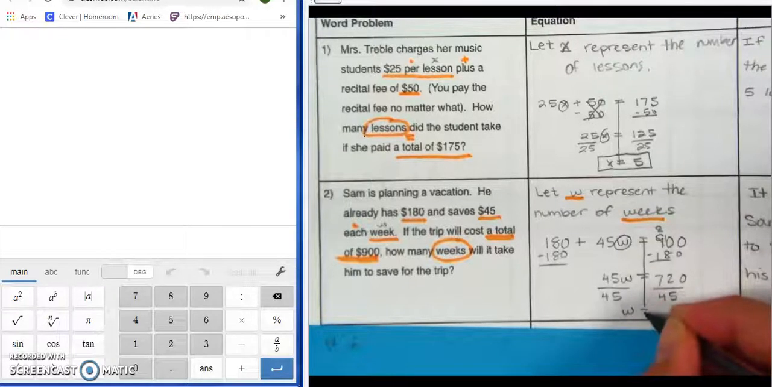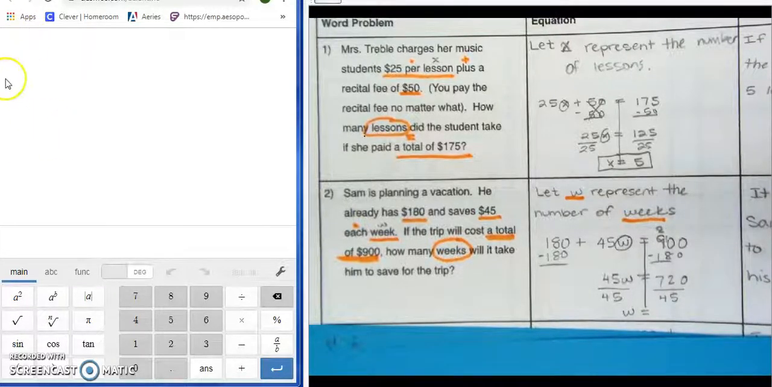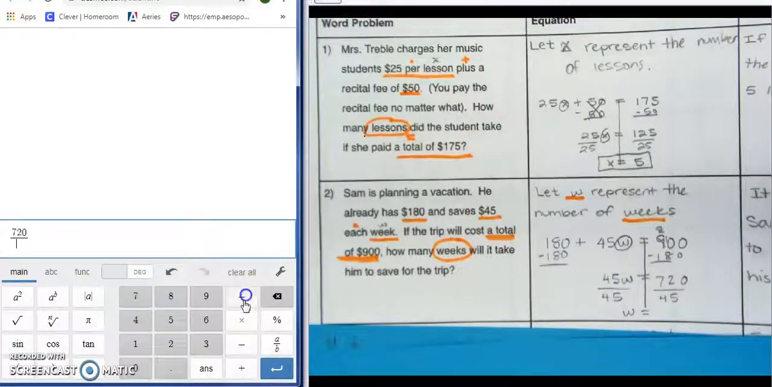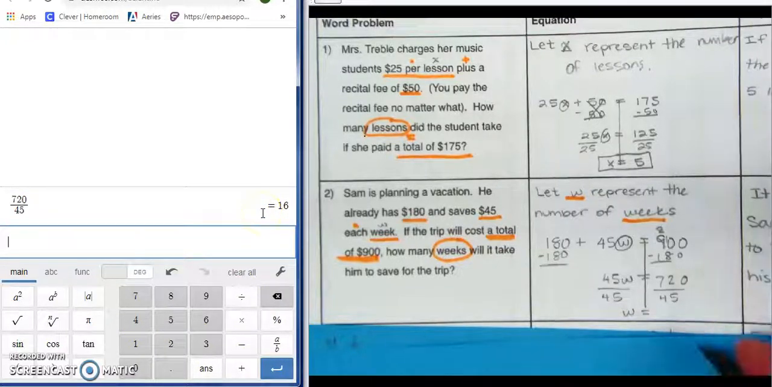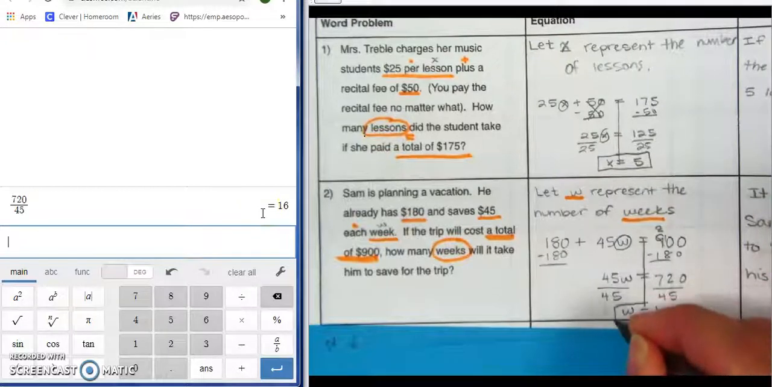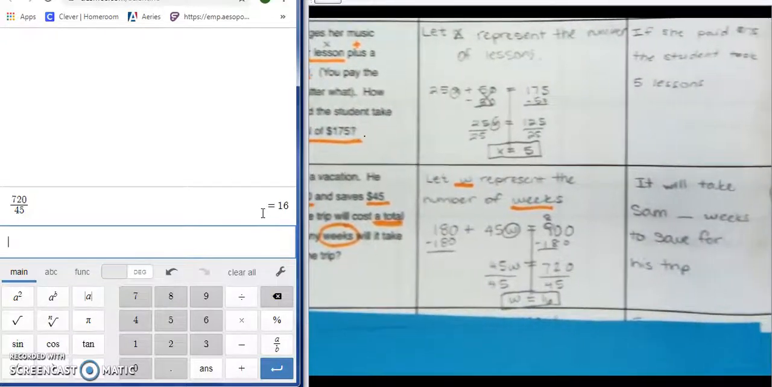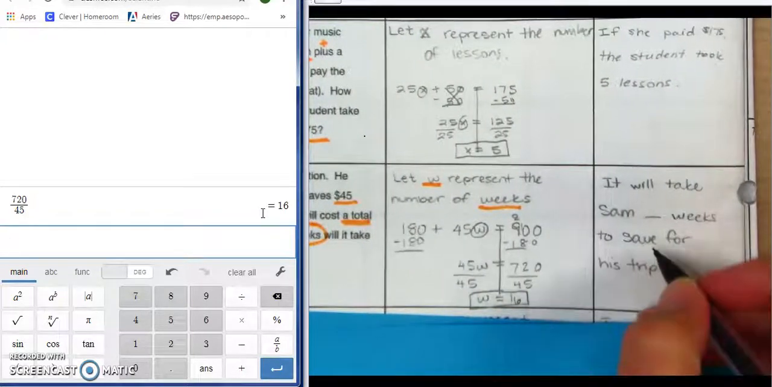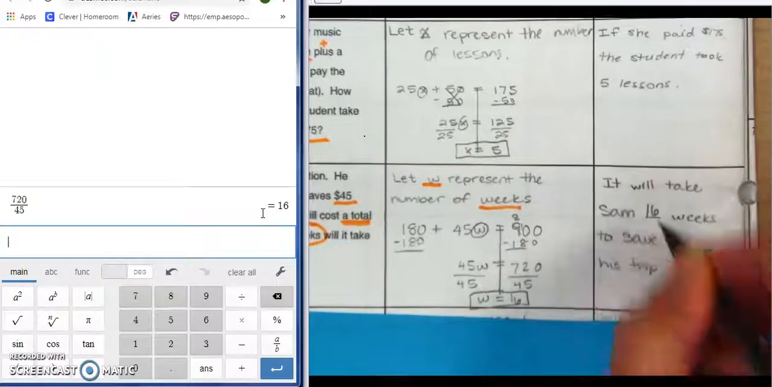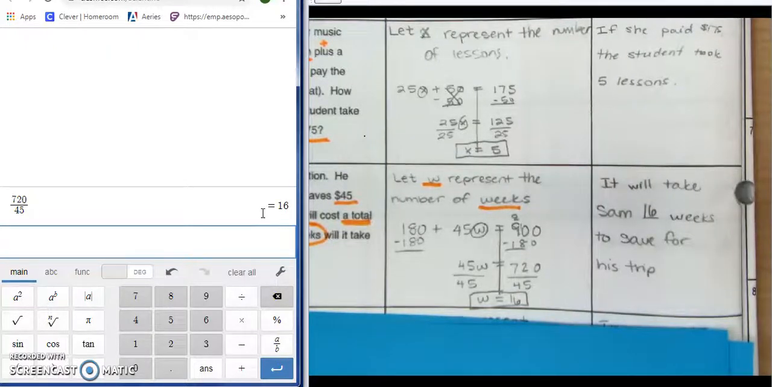Now you can either do this by hand, or you'll notice I do have this calculator on the screen, and so we can go ahead and take 720 and divide it by 45 and see what that equals. Looks like it equals 16. And so remember, our answer is not just W equals 16. Our answer needs to have some words in it. So that means it's going to take Sam 16 weeks to save for his trip. So we already had that 180. We could take that out and then divide the rest by 45 each week. So that's going to take him quite a long time, maybe about 4 months or so to save for that trip.